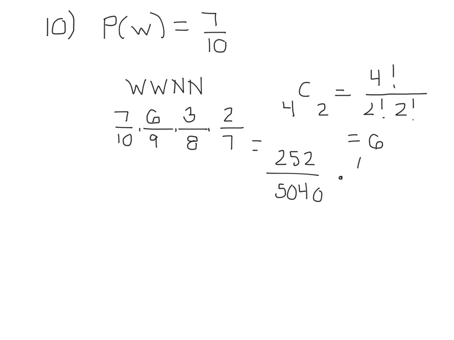Now I have to consider that there are 6 different arrangements of 2 writing pens with 2 non-writing pens. So I'm going to need to multiply that by 6. So 252 times 6 is 1512 out of 5,040, excuse me. And if I want, I can change that to a decimal or percent by doing the division, and I find that there is a 30% chance that 2 of the pens will write and 2 of the pens will not write.